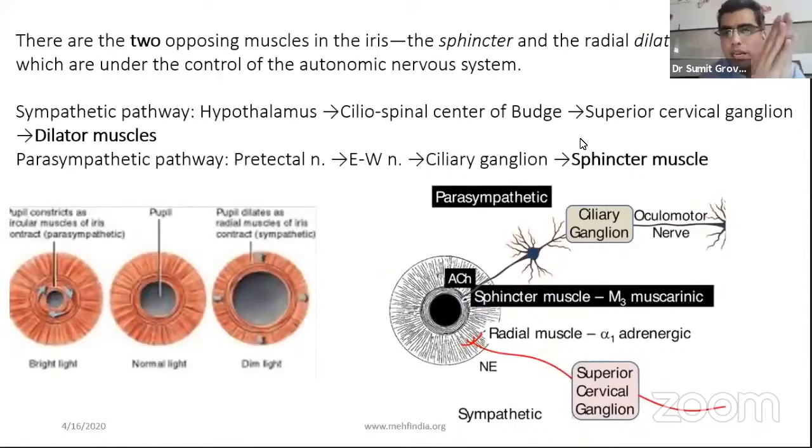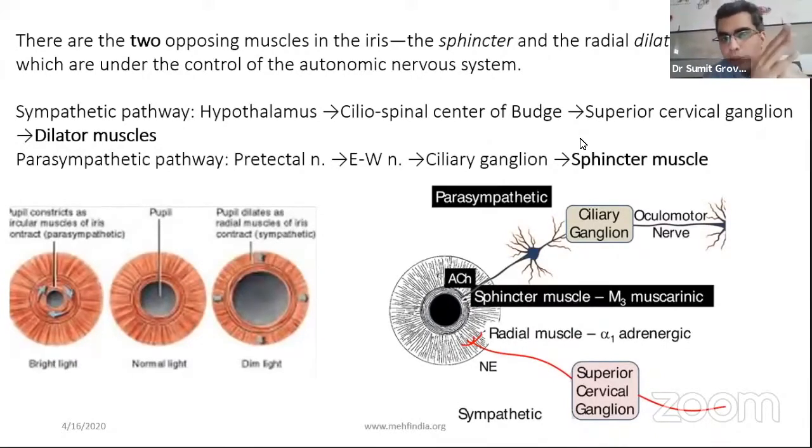So I'll start with the basic anatomy of the iris. Our iris forms the pupil. Apart from the stroma, the iris has two muscles. One is the dilator muscles, which are radially arranged, and the sphincter or the circular muscles, which are arranged circularly, right? And the neural system which innervates the iris is of two types: the sympathetic and the parasympathetic.